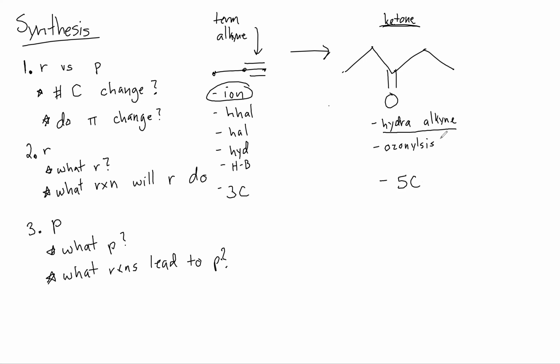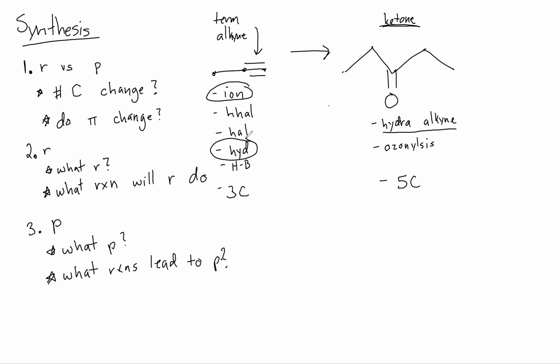But for our case, the hydration of the alkyne is going to be way easier than trying to do an ozonolysis. Why? Because we start with an alkyne. So that means that for this, we're definitely going to do the acetylide ion to grow our carbon chain, and we're also going to do hydration using an acid.